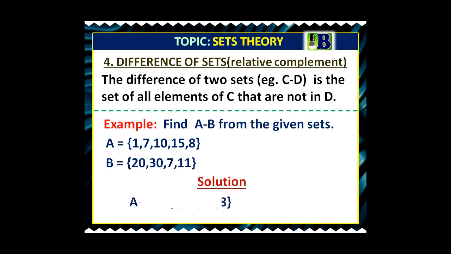So let's find it. A minus B is equal to the elements that are present in set A which are not present in set B. Let's look at it very well. 1 is present in set A but it's not in B. 10 is present in set A but it's not in B. Then 15 is present in set A but it's not in B. Then 8 is present in set A which is also not in B. So these are the elements. A minus B is equal to 1, 10, 15, 8.